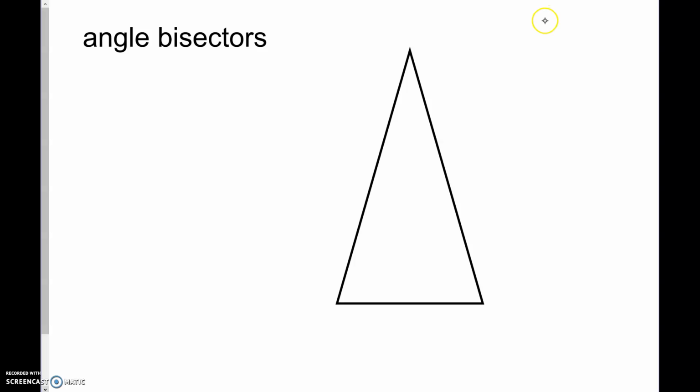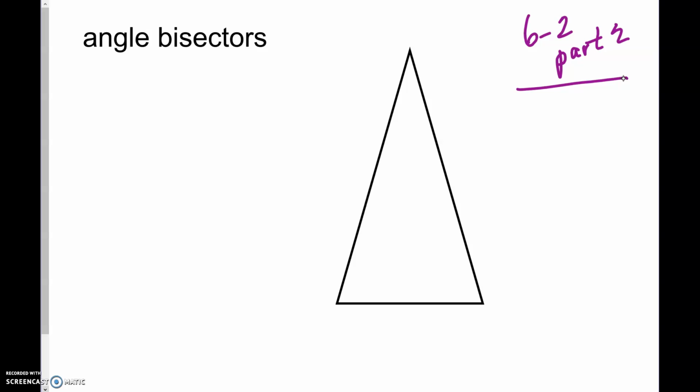Alrighty, here we go. Lesson 6-2, part 2. So we just found the perpendicular bisectors of every side, and we found that the perpendicular bisectors meet at a point of concurrency called the circumcenter. What we're going to do right now is do the angle bisectors.